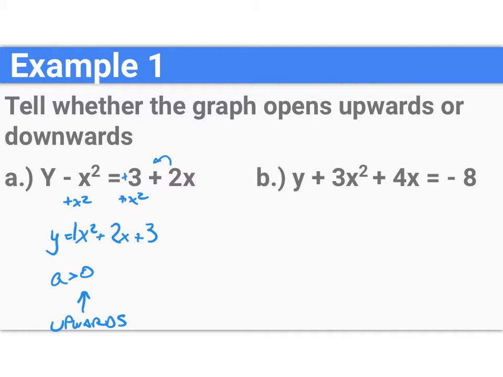Okay. So now, conversely, moving 3x squared and 4x to the other side, you get the equation y equals -3x squared minus 4x minus 8. So looking at our a, -3 is less than 0, so our graph points down, or downwards. And that's what we're going to be able to identify on the first problem.